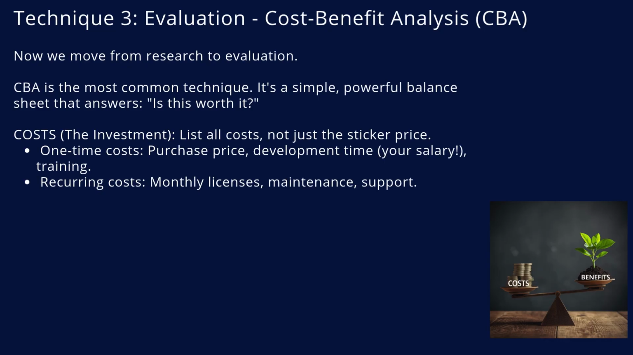On one side, you list all the costs. Be thorough. This isn't just the price tag. It's the one-time costs, like the software price, the cost of your development time to build it, and the cost of training. And it's the recurring costs, like monthly licenses and maintenance.